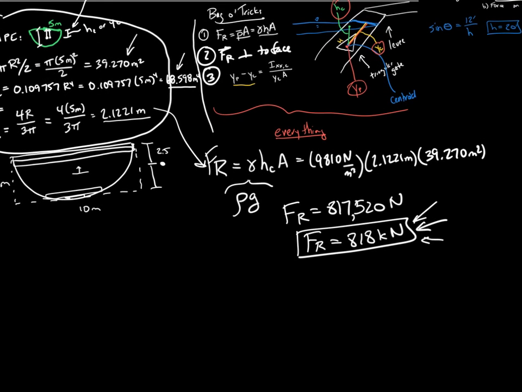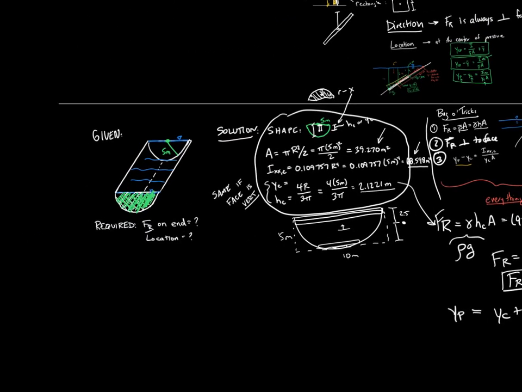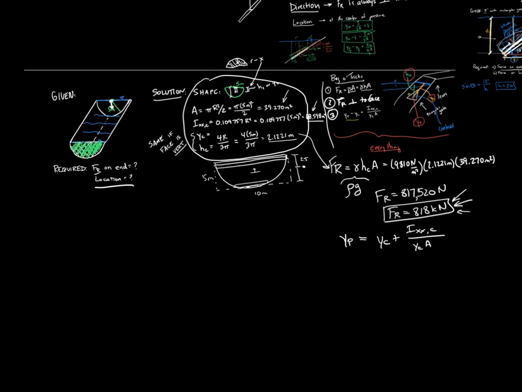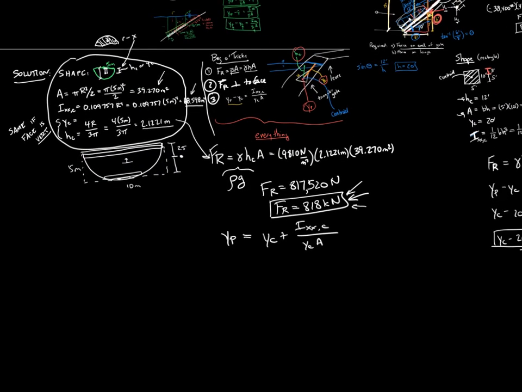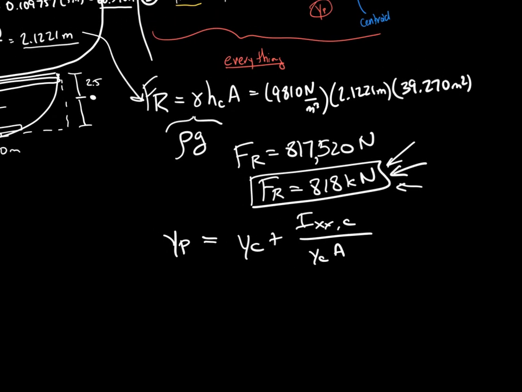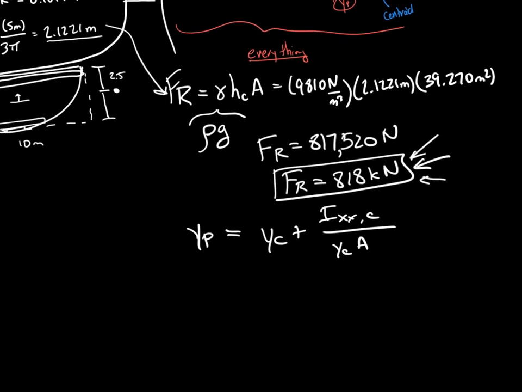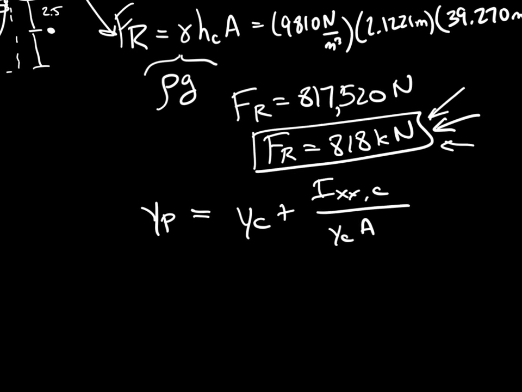Then what I want to know is yP, and we're going to do yC plus Ixx,C over yC times A. In this case, I moved the yC to the right-hand side because the yP is the depth from here all the way down to where it acts, which is exactly what I'm looking for. If I'm looking for the location, it's got to be relative to something. In this case, it's relative to the surface. If I told you it was 20 centimeters deeper than the centroid, that's not really very helpful, so we want something that's easy to visualize.